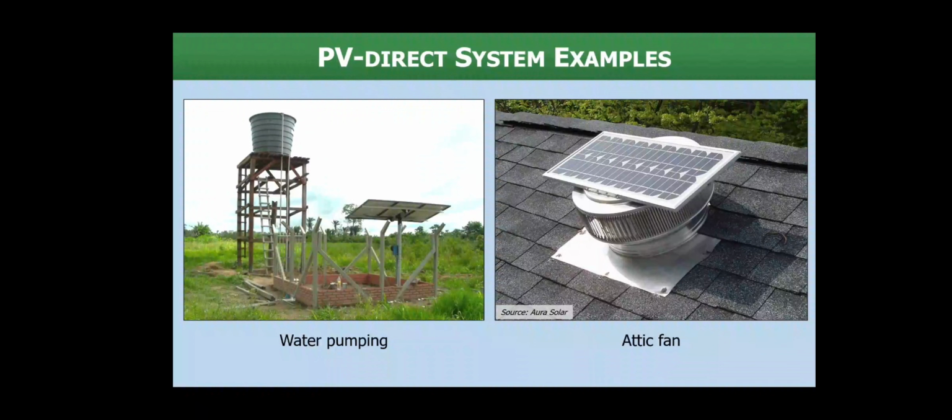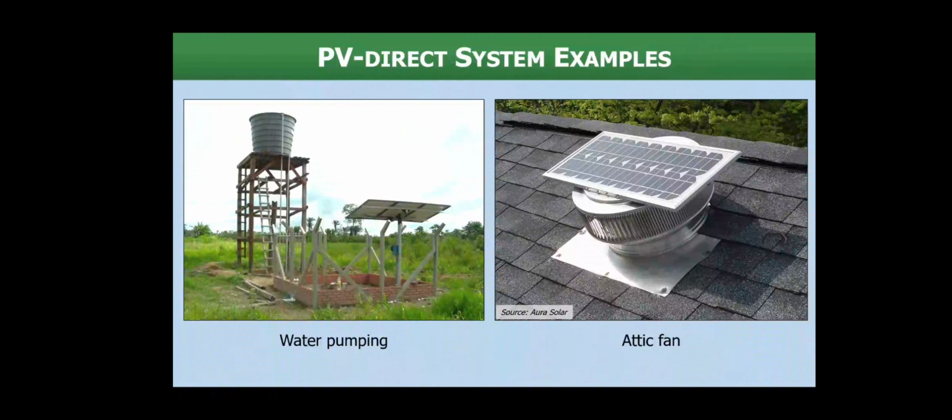Here we can see two very common examples of PV direct systems on this slide. On the left, we see a water pumping system which pumps water up into a storage tank during the day, and that water can be used anytime. A float switch installed in the tank can easily turn off the pump when the tank or the tub is full. The attic fan on the right is another excellent application for PV direct systems.